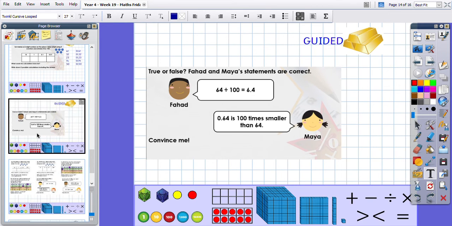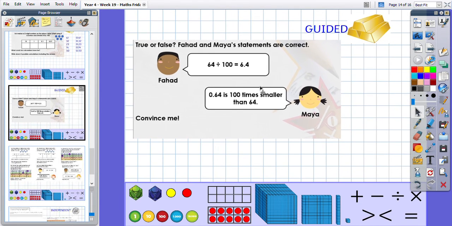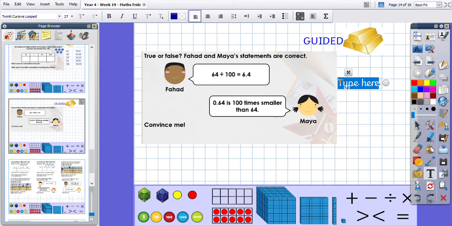Guided question then, true or false? Fahad and Maya's statements are correct. Fahad says 64 divided by 100 is 6.4 and Maya says 0.64 is 100 times smaller than 64. So the first thing we need to do is obviously work out this calculation, okay? Then that will help us. So we know that 64 divided by 100 is 0.64. So now we've worked that out, think about whether either of these children are correct. So pause the video and have a think.